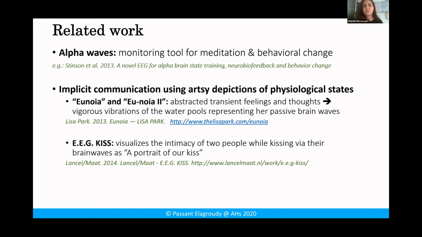For example, there's Ayona. I'm not sure if the pronunciation is correct. Basically, she's an artist who depicted her transient feelings and thoughts as vibrant vibrations of water pools to represent her brain state. There's also another very interesting exhibition, and I really invite you to look at it. It's called EEG Kiss, which visualizes the intimacy between two people while kissing by depicting their brain waves in some sort of portrait.